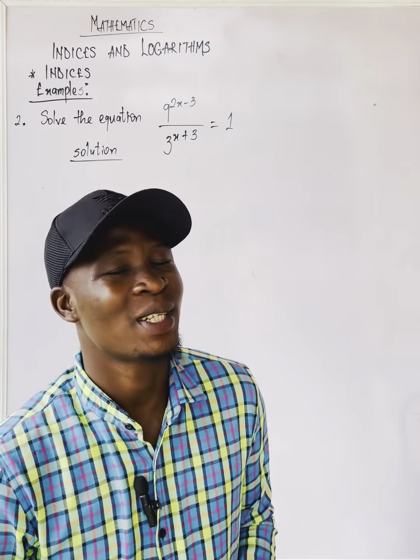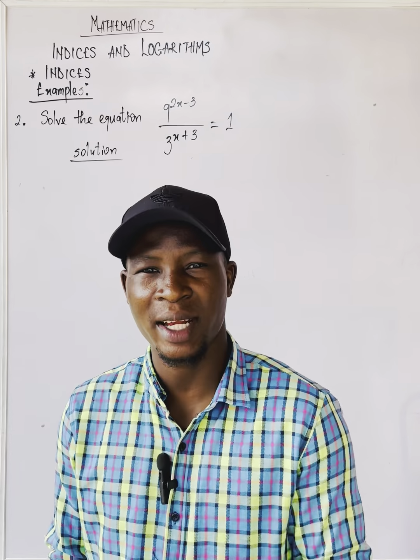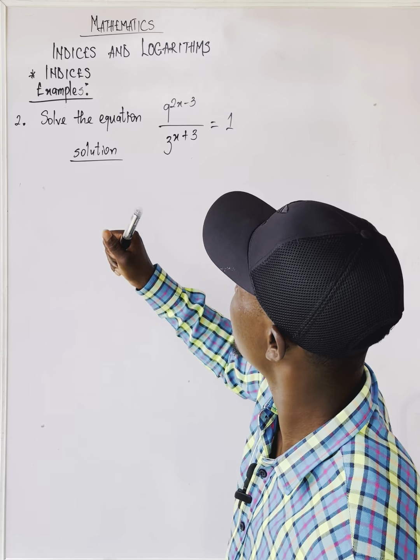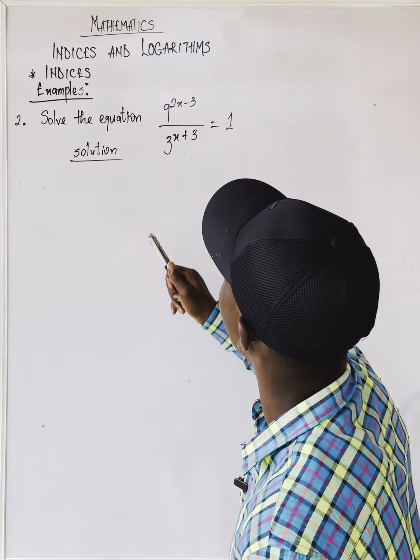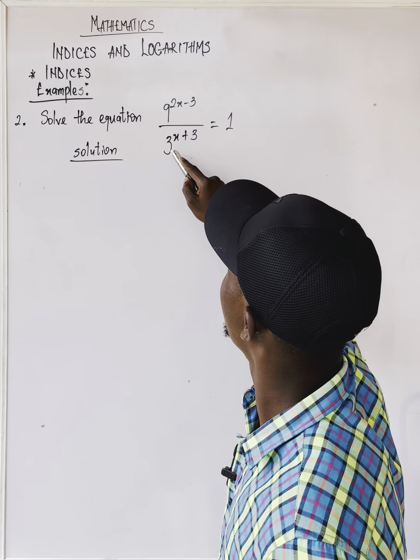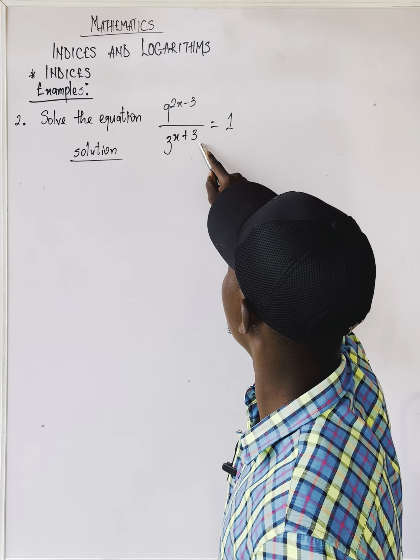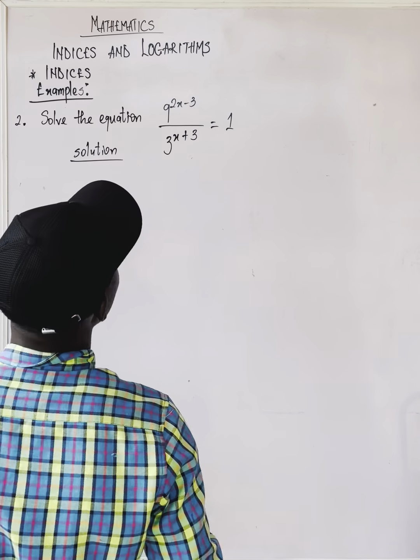Welcome back. So we're still under indices. This is the second example we are solving. Now the question says solve the equation 9 to the power of 2x minus 3, all over 3 to the power of x plus 3, all equals 1. So how do you solve this kind of question?